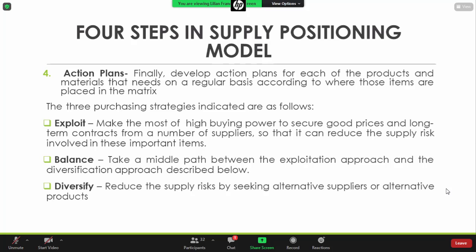If you have more power than the suppliers, ibig sabihin, kung marami kang suppliers, you can exploit them. If they have more power than you, then doon na tayo mag-move sa step 2. Further you move, whether you balance. So ang balance naman is taking a middle approach between exploitation and diversification. So of course, the question is, ano nga ba yung diversification? Yung diversity is to reduce the supply risk by seeking alternative suppliers or alternative products. Ibig sabihin, kailangan ma-reduce yung risk by seeking alternative suppliers or alternative na product.